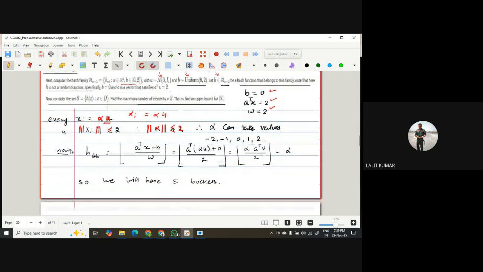Now we take the hash function. Hash is equal to floor of (ATX plus B) by W. B is 0. X we put alpha u. Alpha comes outside. ATU, which is A transpose U, they have given A transpose U is 2. The 2s cancel out, and we get the floor of alpha. Now we know alpha can take only -2, -1, 0, 1, 2. So we will have 5 buckets: -2, -1, 0, 1, 2. Is that okay?